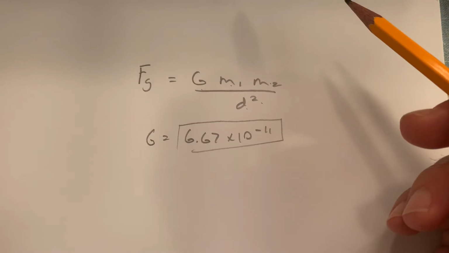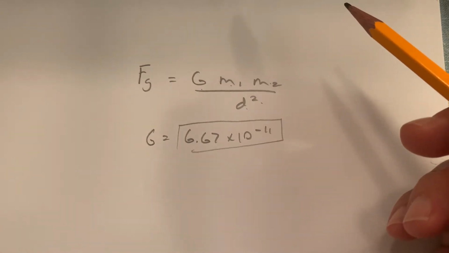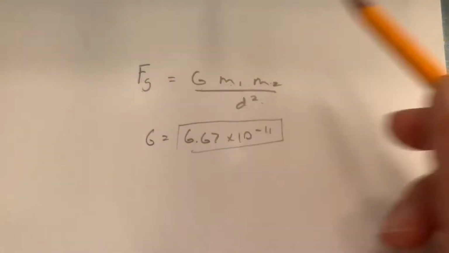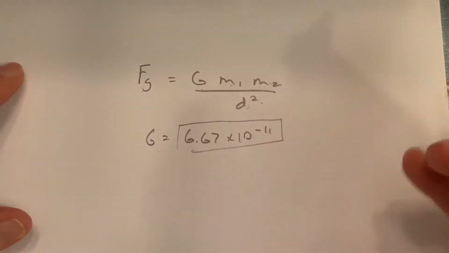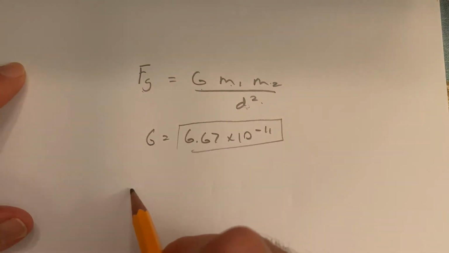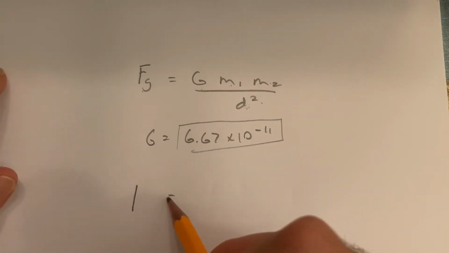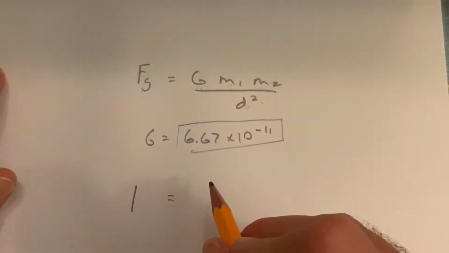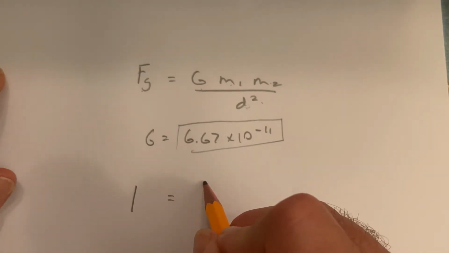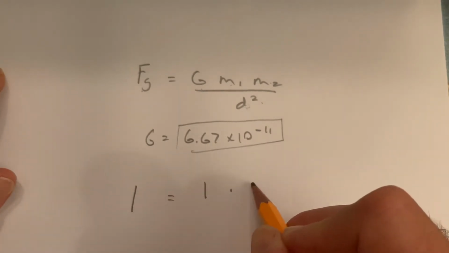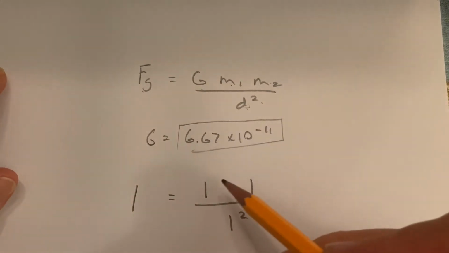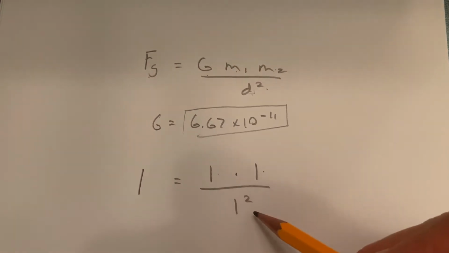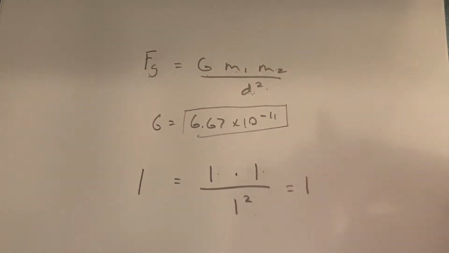So when we did the interactive, we moved the sliders around a little bit to see how it affected how much gravity you have. We changed the masses and we changed the distance. So let's take a look at that again using the rule of 1. If we want the force of gravity equal to 1, we'll leave G out because that doesn't change anything. And we'll make mass 1 kilogram, mass 2 1 kilogram, and the distance between them 1 meter squared. So 1 times 1 is 1, divided by 1 squared still equals 1.